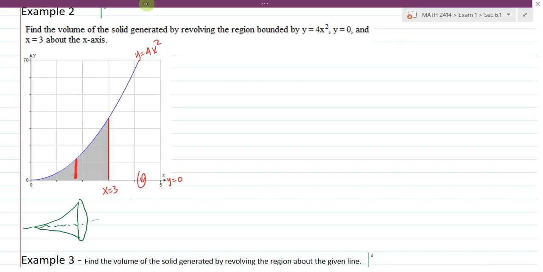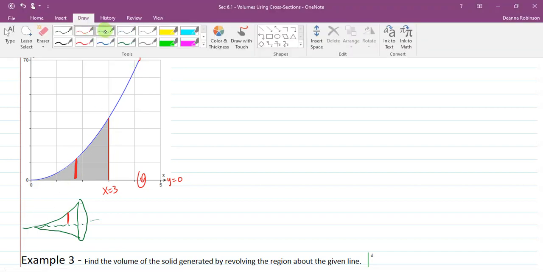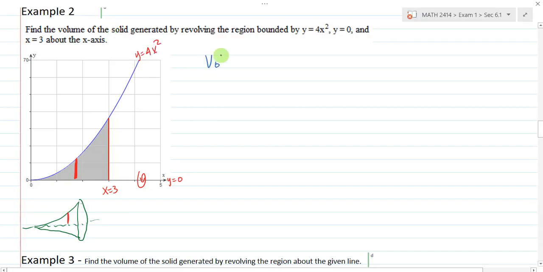So to set up the integral, I know that I'm going to have this representative rectangle right here, and that's going to be the height. I know when I revolve this, I end up with a disk or a circular shape. So the bounds for my integral to get the volume will come along the x-axis. Well, the shaded region starts at 0 and it ends at 3 along the x-axis. So my integral is going to go from 0 to 3. And then I have the formula for the area of a circle, which is pi r squared.